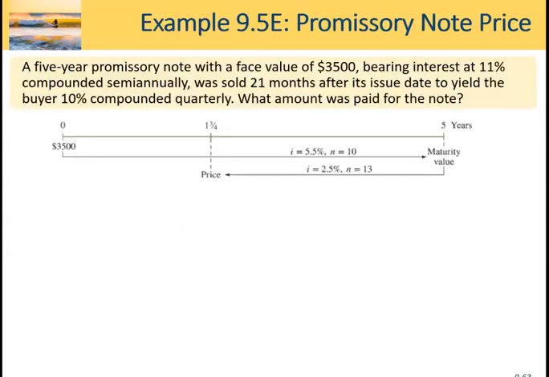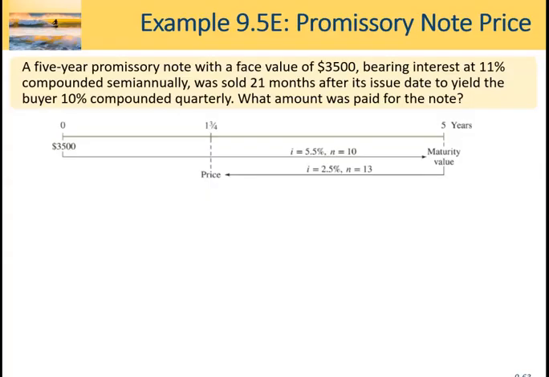Okay, so a 5-year promissory note with a face value of $3,500, so that's at 0. Face value, bearing interest of 11% compounded semi-annually, was sold 21 months after its issue date to yield the buyer 10% compounded quarterly. What amount was paid for the note?